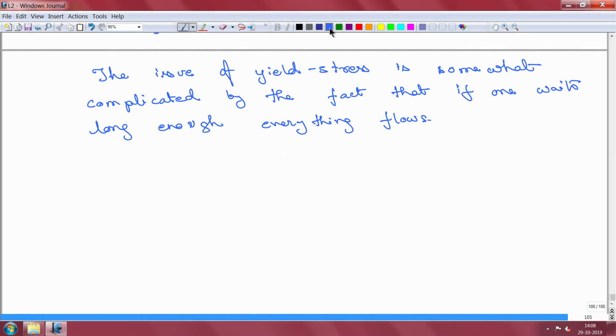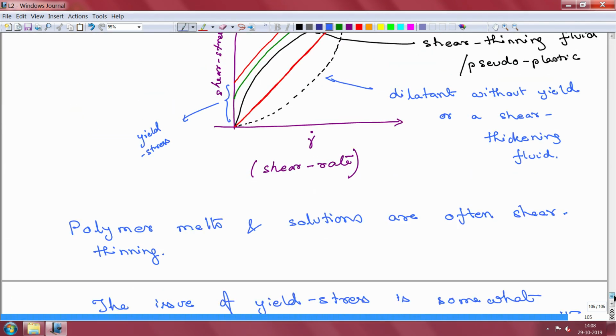Now, since we are going to be dealing a lot with polymers, and we have one lab session where we will actually look at polymer solutions, the shear thinning behavior is something that is very common there. So, while we have discussed the general nature of the graph, if you have to quantify the shear thinning behavior, you have to give a mathematical model for it. So, one of the popular models for shear thinning behavior is the Carreau model.